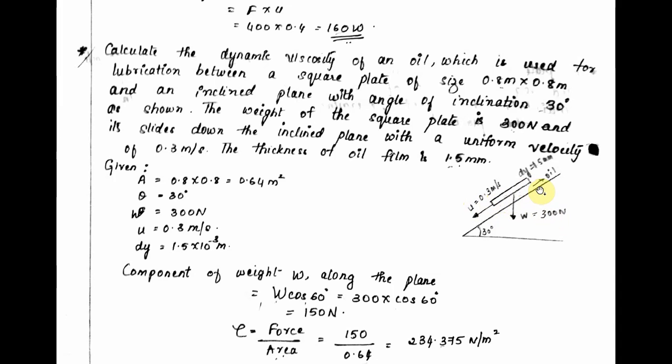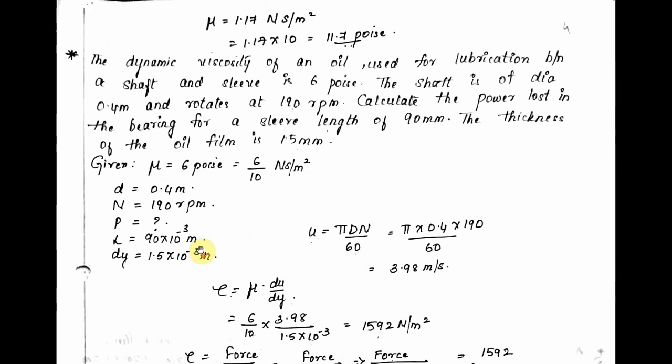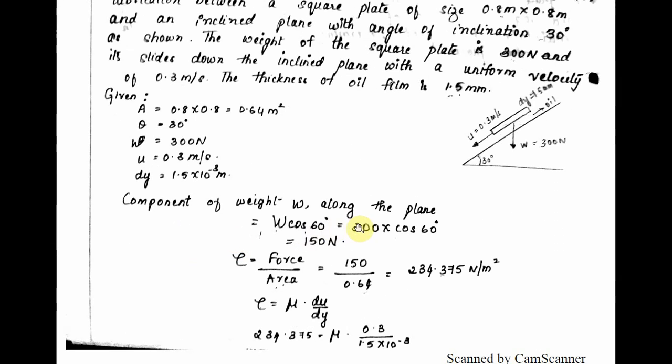Given: area equal to 0.8 into 0.8, that is 0.64 square meters, theta is 30 degrees, weight is 300 Newton, velocity u is equal to 0.3 meters per second, and the film thickness is 1.5 into 10 to the minus 3 meters.